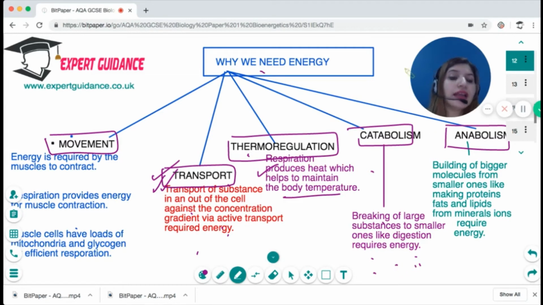On the other hand, we need anabolism. We need energy to convert glucose into cellulose in the plants. The energy is needed to convert glucose into glycogen in animals. The energy is needed to convert glucose into protein, fats, lipids, and oil. So for all these processes, we need energy. This question can come in the exam: what are the various ways in which the body uses energy? So you should remember all these factors.